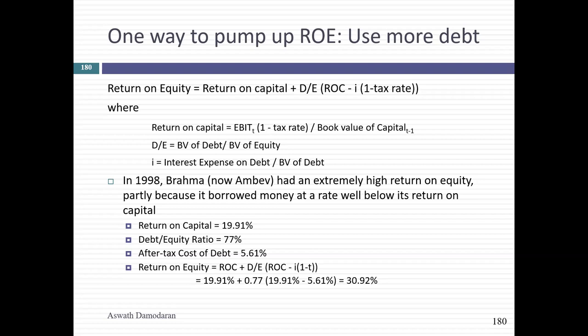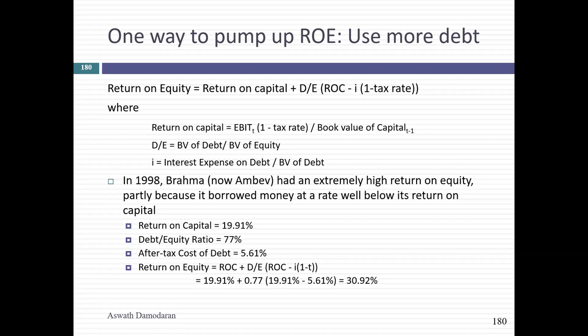So out of the 31% return on equity, 19.9% comes from projects. The remaining 11% comes from the user. You say, why draw a distinction? When you use return on equity to get projected growth rates in earnings per share and dividends per share and cash, what do we discount those equity cash flows back at? Cost of equity, right? So the way you're pumping up your return on equity is by using more debt.